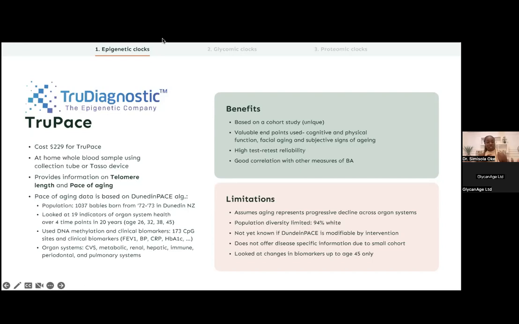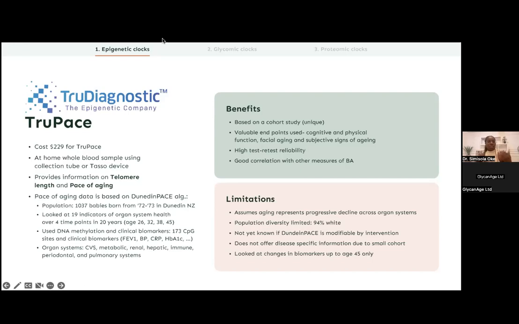Also, one of the limitations that they do mention in their study is that it's not yet known if the Dunedin pace is modifiable by interventions. And I think one of the things we discussed at the beginning was that biological age is useful because we want to understand what interventions I can put in place for my patient or for myself that will help me to reverse or slow down my aging. But if you use a biological age clock that isn't modifiable with an intervention, what you ultimately are saying is that the biological age is fixed, which we know is not the case.